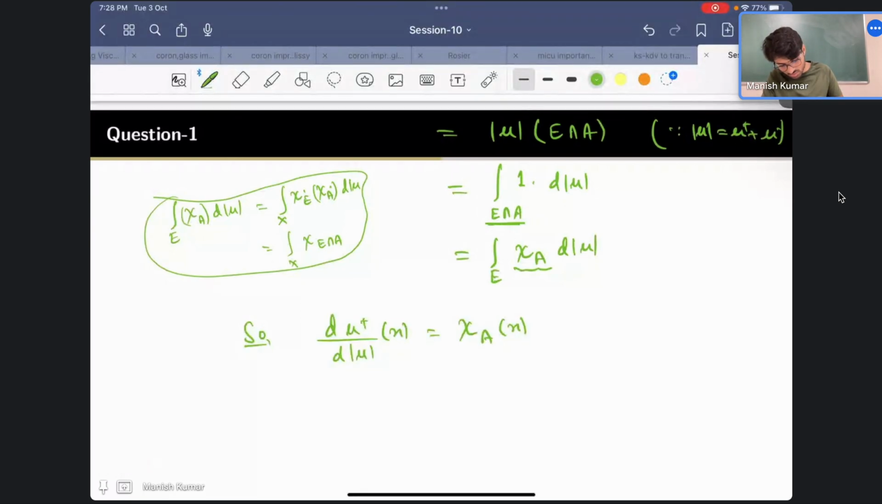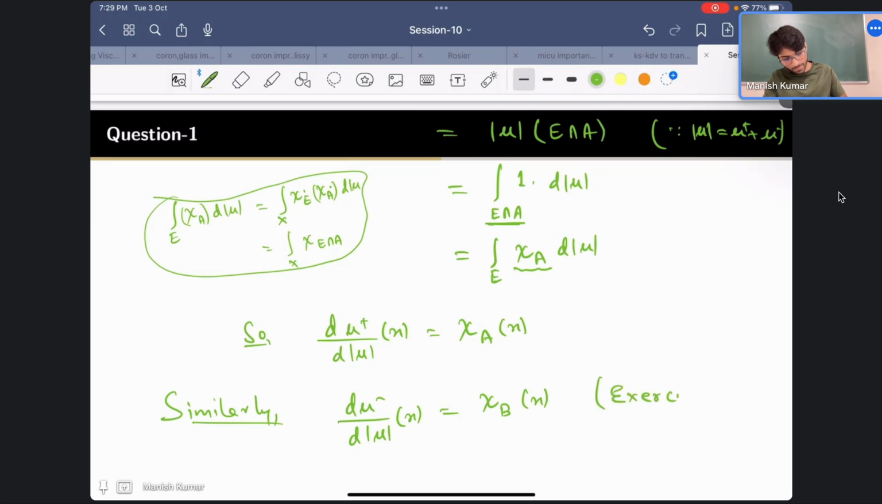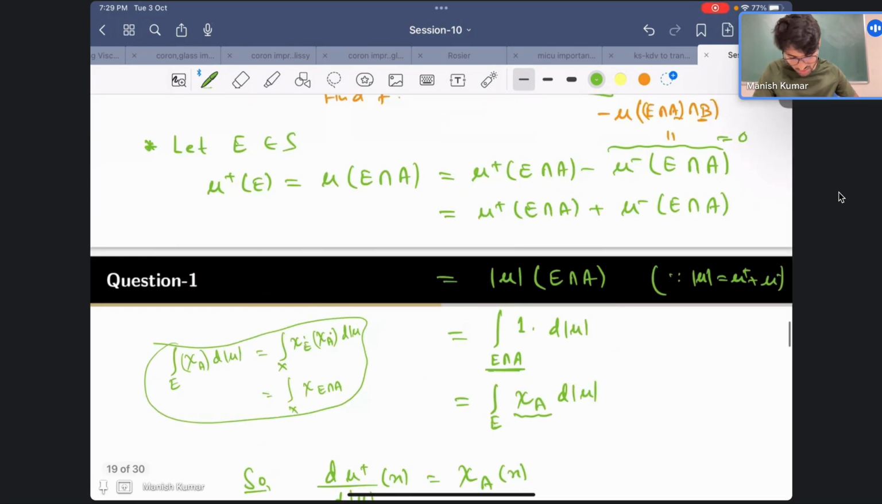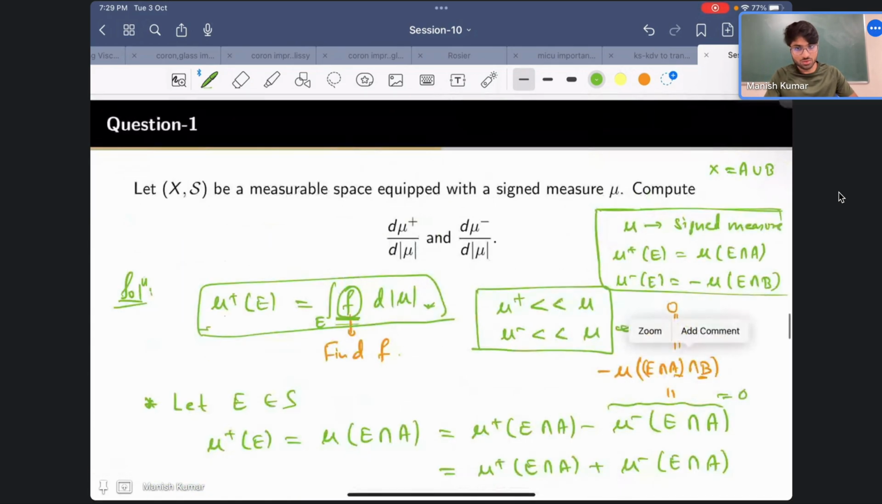Similarly, and this I am not going to do, but you can prove that dμ⁻ by d|μ|(x) is equal to χ_B(x). In a similar fashion you can prove this as well, so you can try this. Okay, so I hope this is clear, right? Or do you have any doubt?